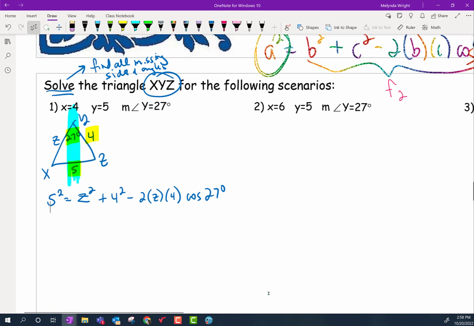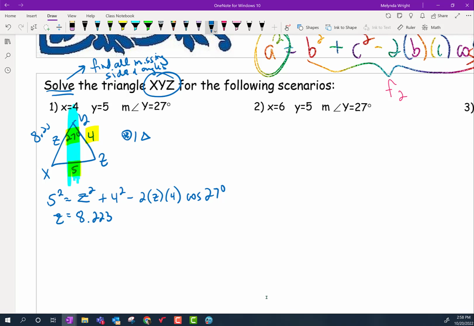And so I know that Z is, what was it, 8.223. And I know that there's one triangle. Okay, I know there's one triangle, just one. Great, so now I have all the sides. So I could even write this up here.